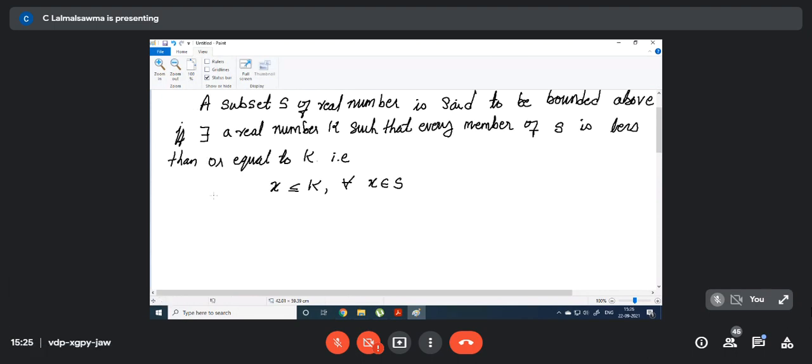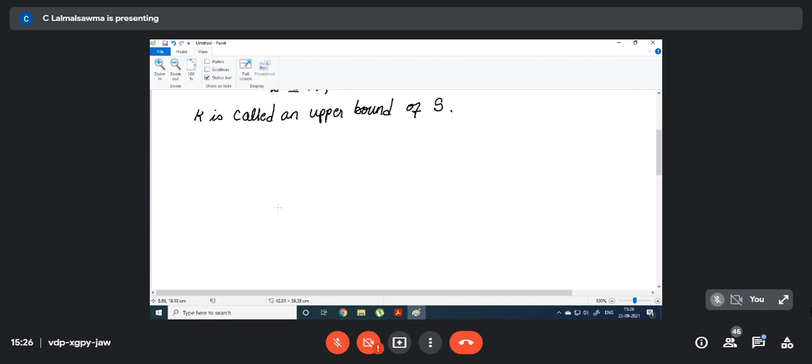Here, K is called an upper bound of S. Here I use not 'the', I use 'an' upper bound, not the upper bound, which means that there can be more than one upper bound. So which I will explain later.